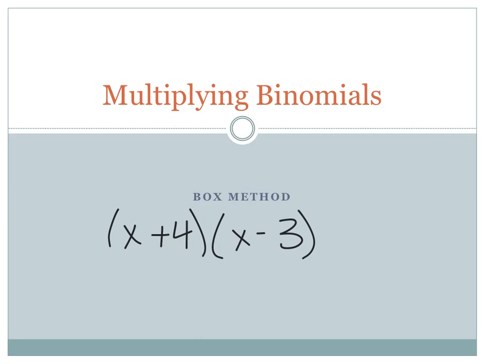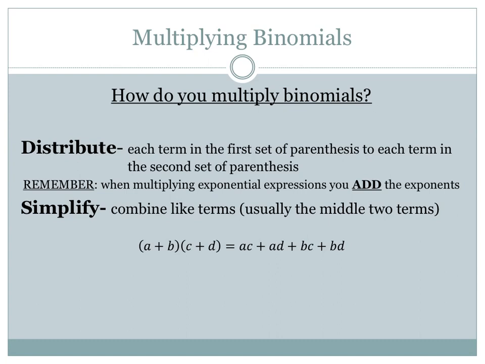Okay, so we're just going to go through a bunch of examples, some notes on how to actually do these things, and I'm going to show you two different ways. All right, first things first, how do we multiply these binomials? The first thing that we do is we distribute each term in the first set of parentheses to each term in the second set of parentheses.